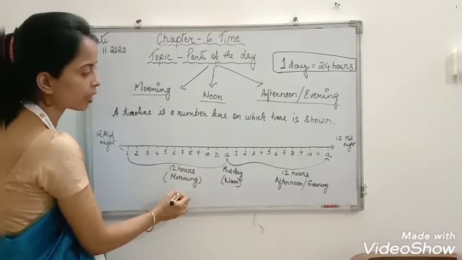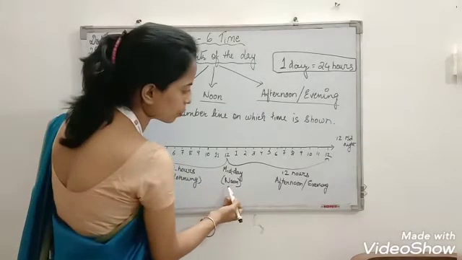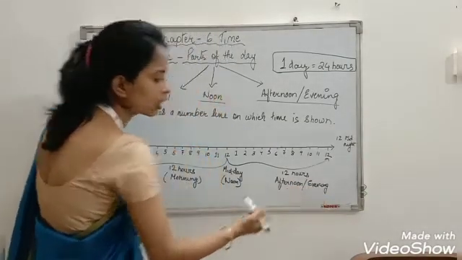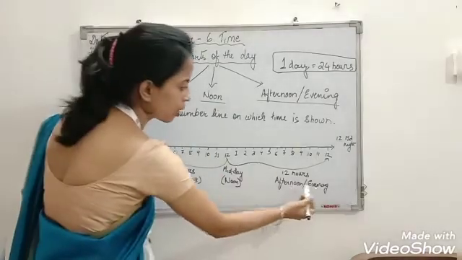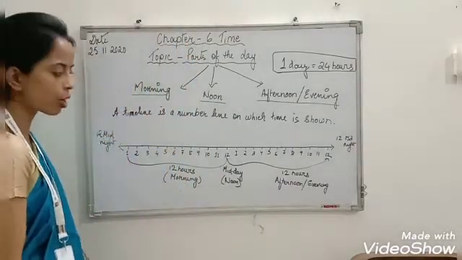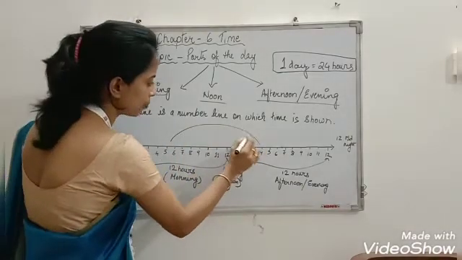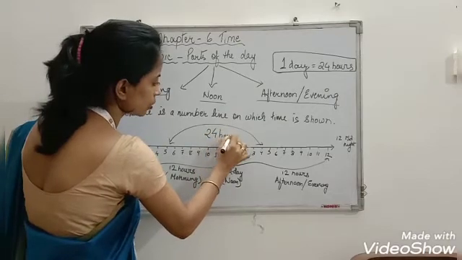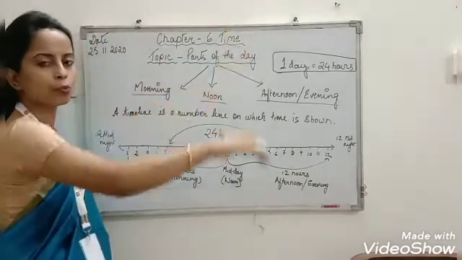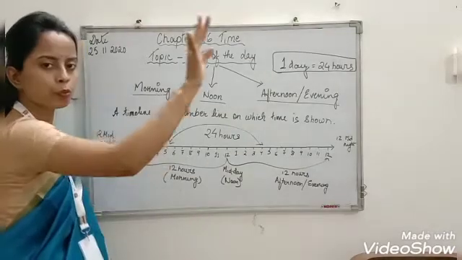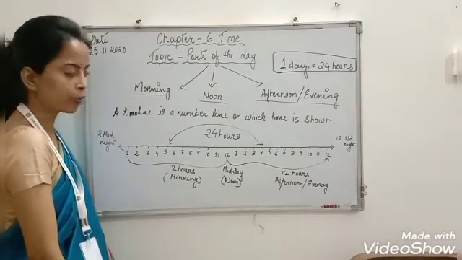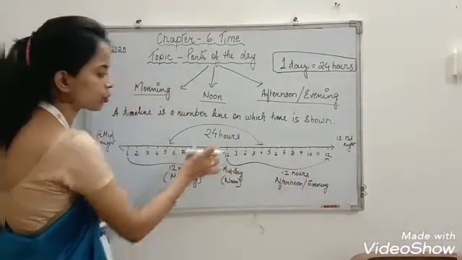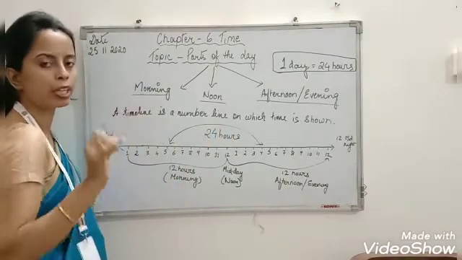Got it, children? From 12 midday, noon, to 12 midnight, those 12 hours are afternoon and evening. You call it afternoon or evening. So 12 plus 12 equals 24 hours, and it completes one day. So, 12 hours morning, 12 hours afternoon and evening. 12 plus 12, 24 hours. It completes one day.